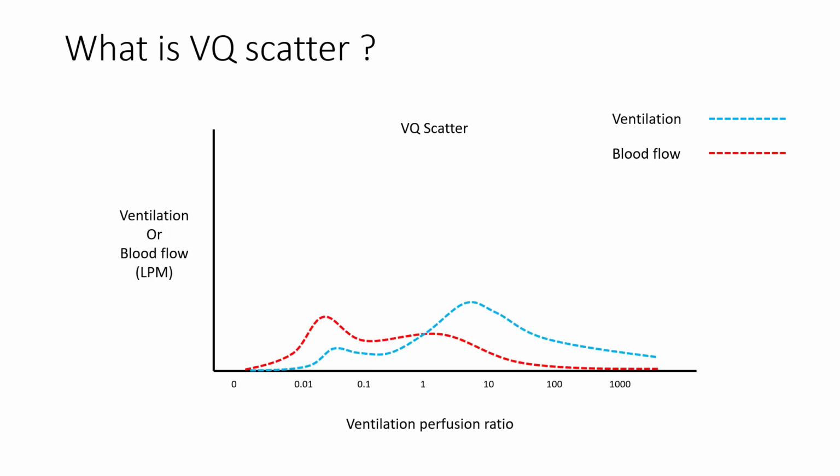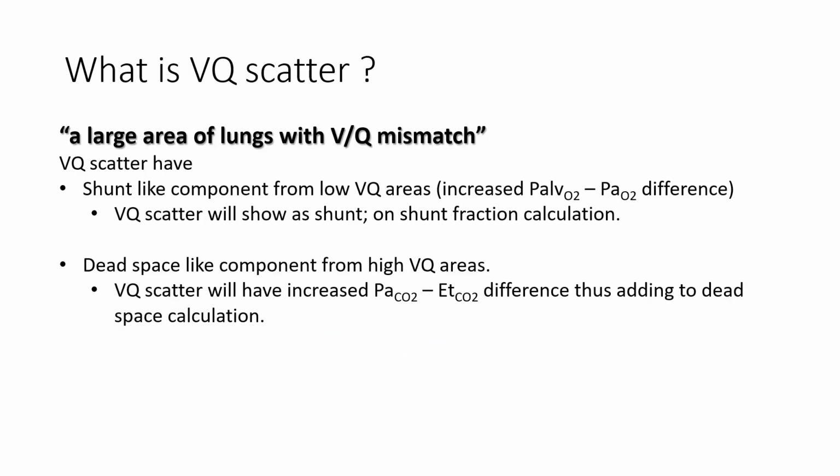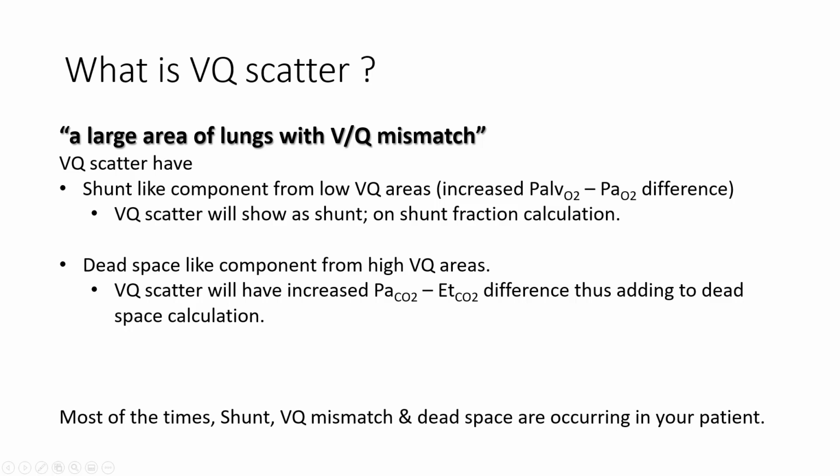As the VQ scatter worsens, you will see that there will be areas tending towards shunt physiology, that is very low VQ areas, and areas with high VQ tending towards the dead space physiology. Areas with shunt-like component from low VQ areas will appear as shunt when you calculate the shunt fraction, and the areas with high VQ numbers will behave like a dead space.